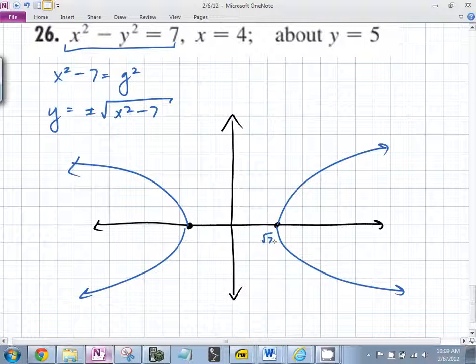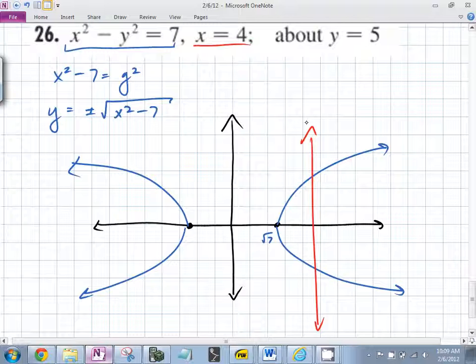What's our other boundary? x equals 4. What kind of line is x equals 4? Vertical line. Ready? Here's x equals 4. What's the enclosed region? Do you see the enclosed region right there? There's the enclosed region. And what are you rotating it around? y equals 5.